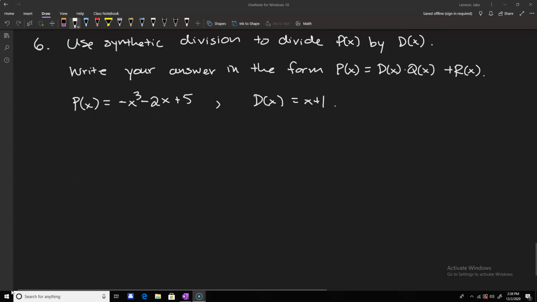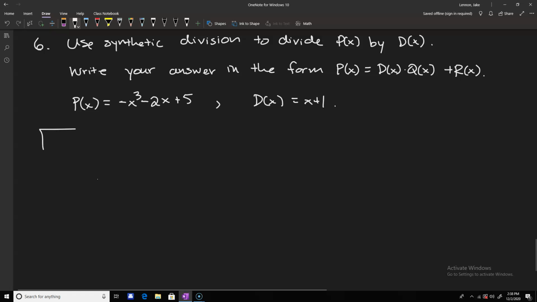Okay, so for number 6 here, we have a synthetic division problem. And it gives you the way that you want to write your answer. So we'll talk about that at the end. So p of x is this polynomial minus x cubed minus 2x plus 5. So notice there's an x squared term missing, so we're going to need a 0 placeholder for that. And the divisor is x plus 1. So the root of d of x is going to be negative 1. So that's what we write in the corner.